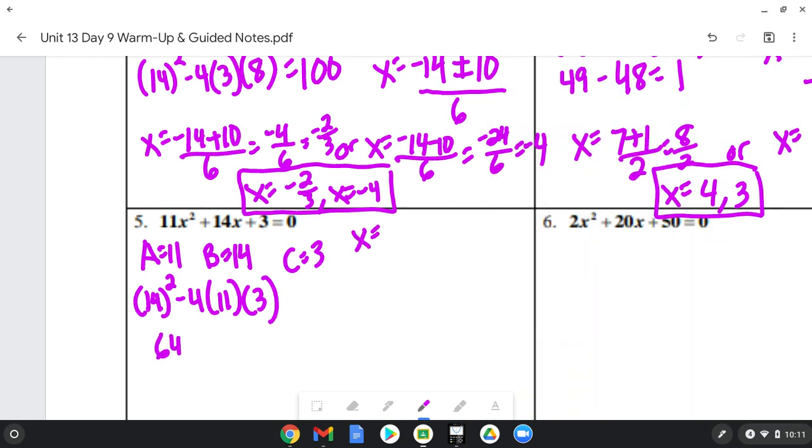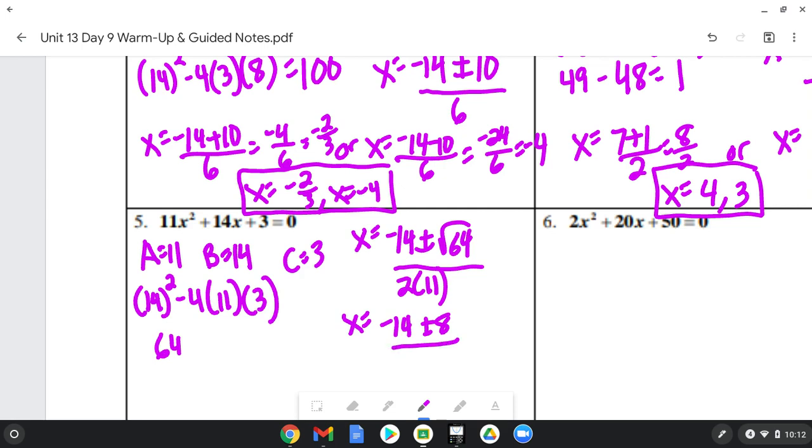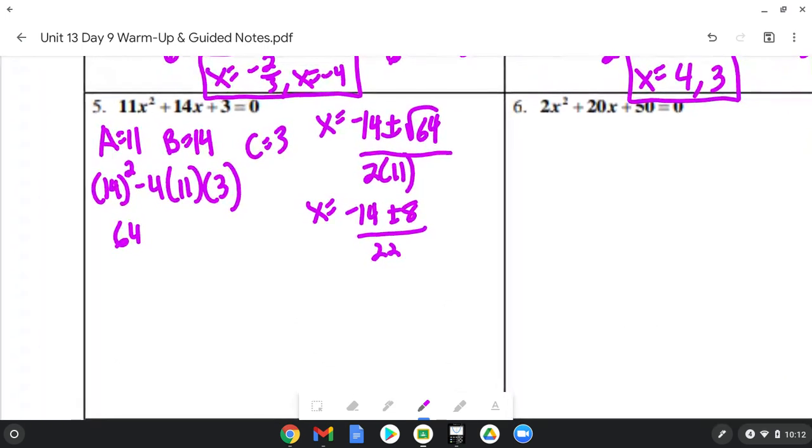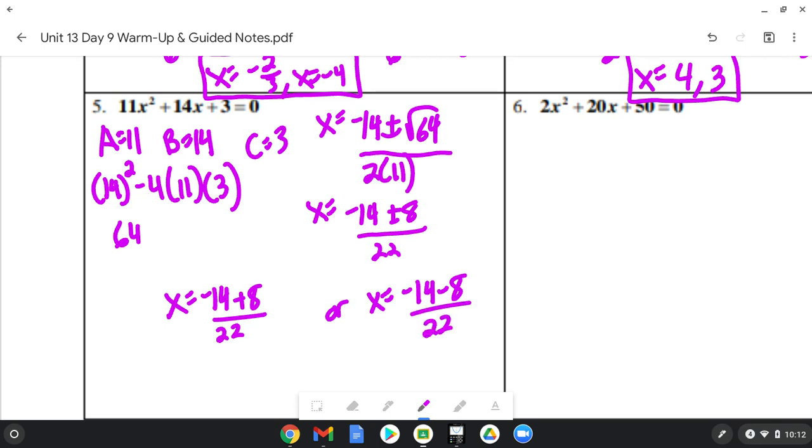So now we have x equals opposite of b plus or minus the square root of 64 all over 2 times a, which is 2 times 11. So now we have 64. I can actually simplify because it's on my list as well. So now we have negative 14 plus or minus 8 over 22. Again, I can simplify that by doing negative 14 plus 8 divided by 22, or I can do negative 14 minus 8 divided by 22.